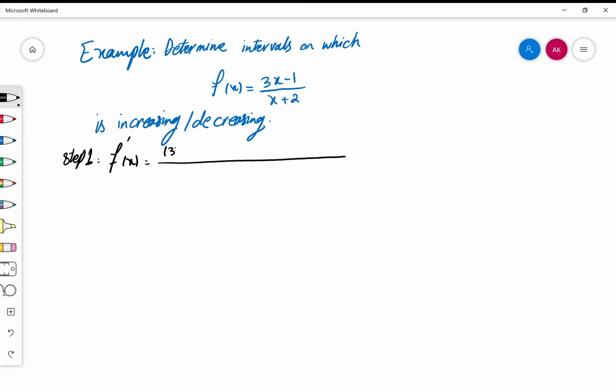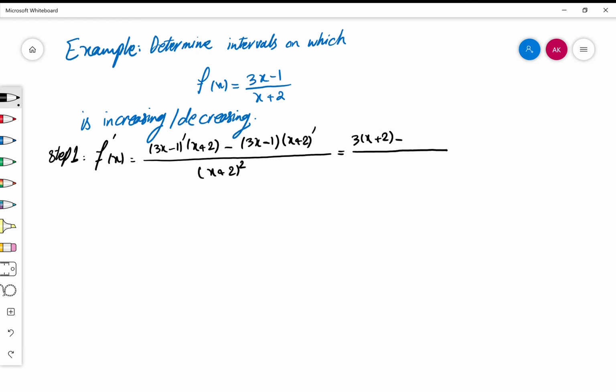For f prime here, we need to use the quotient rule: derivative of the numerator times the denominator, minus the numerator itself times the derivative of the denominator, and then the denominator is squared. Here the derivative of the numerator is 3, times x + 2, minus the derivative of the denominator, which is just 1, times 3x - 1, over (x + 2) squared.